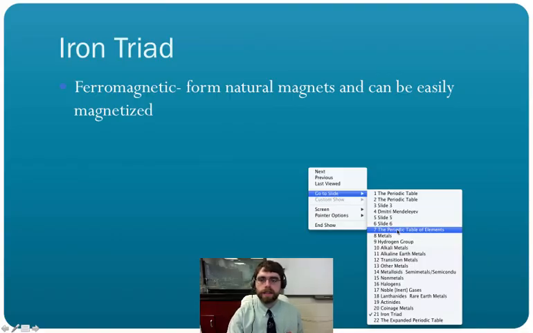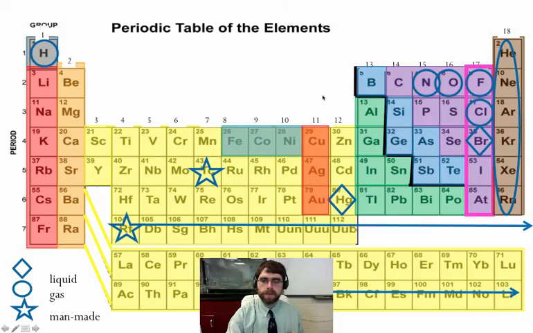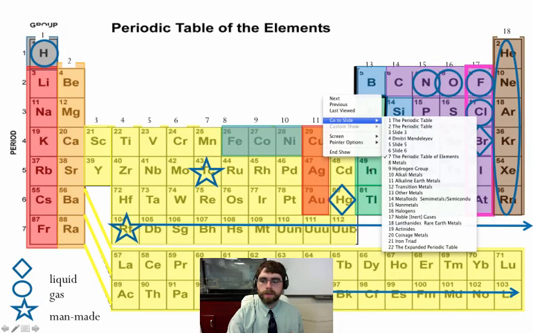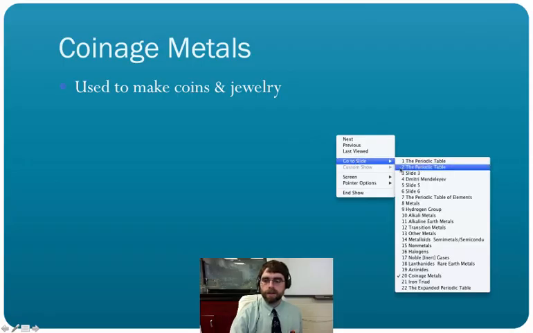Also, right off of that group, going up and down, copper, silver, and gold, those are known as the coinage metals. The coinage metals are used to make coins and jewelry, though not as much with coins anymore. Nickel and zinc have a lot of use in coins now, especially U.S. coins. But the coinage metals have for many years been the metals that people have sought after.